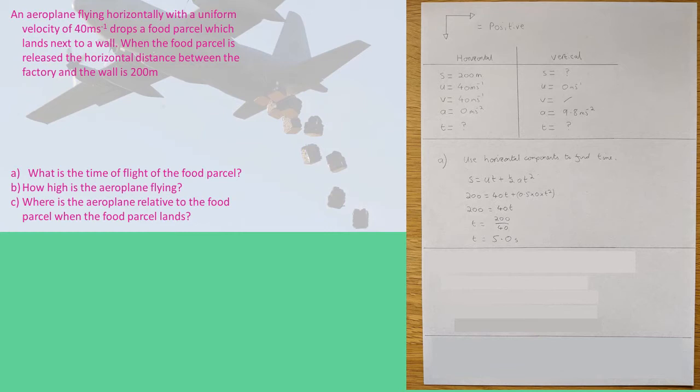Okay, part B, how high is the aeroplane flying? So the question here is relating to height. That tells us that we need to use the vertical components now. We now know the time, and the time is the same horizontally and vertically, is 5 seconds. So that will allow us to work out the height the aeroplane is flying using the vertical components.